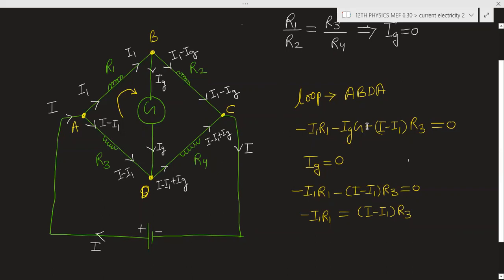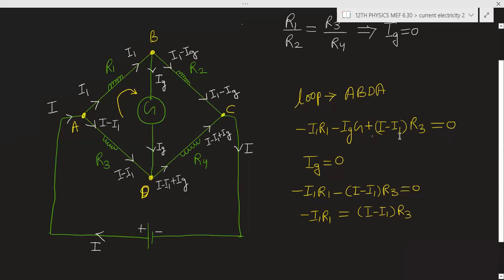So you will take here a positive sign. Why are we taking a positive sign here? Because the direction opposite to current is the direction of increasing potential, right? So whenever there is an increase in potential, we take a positive sign of voltage. Okay?